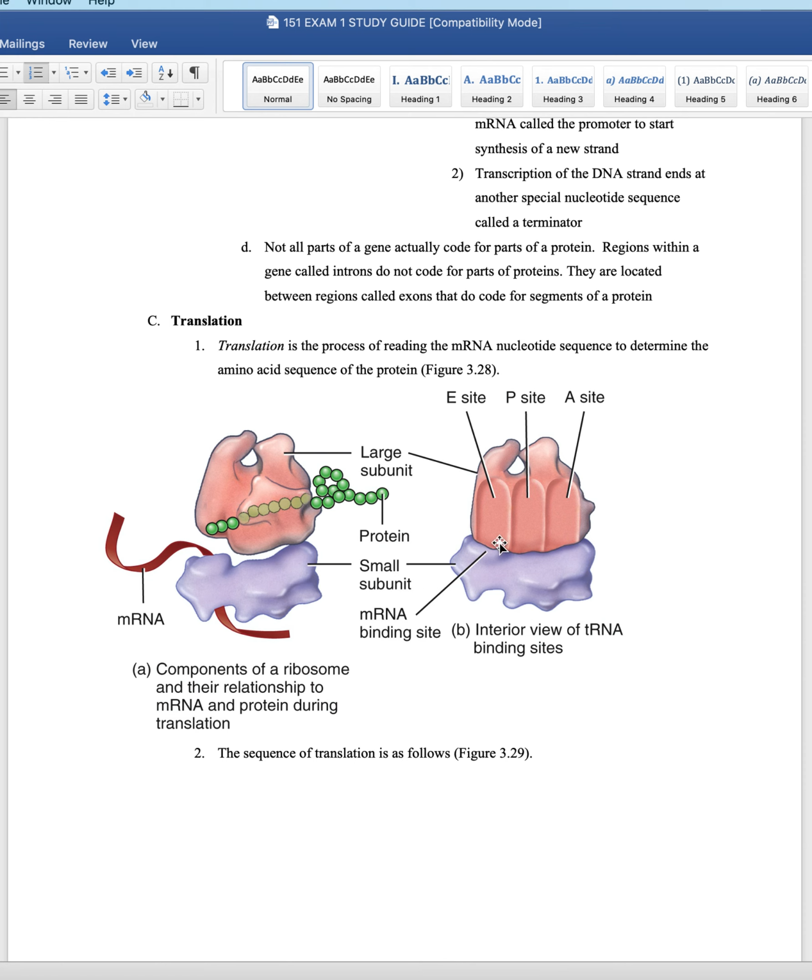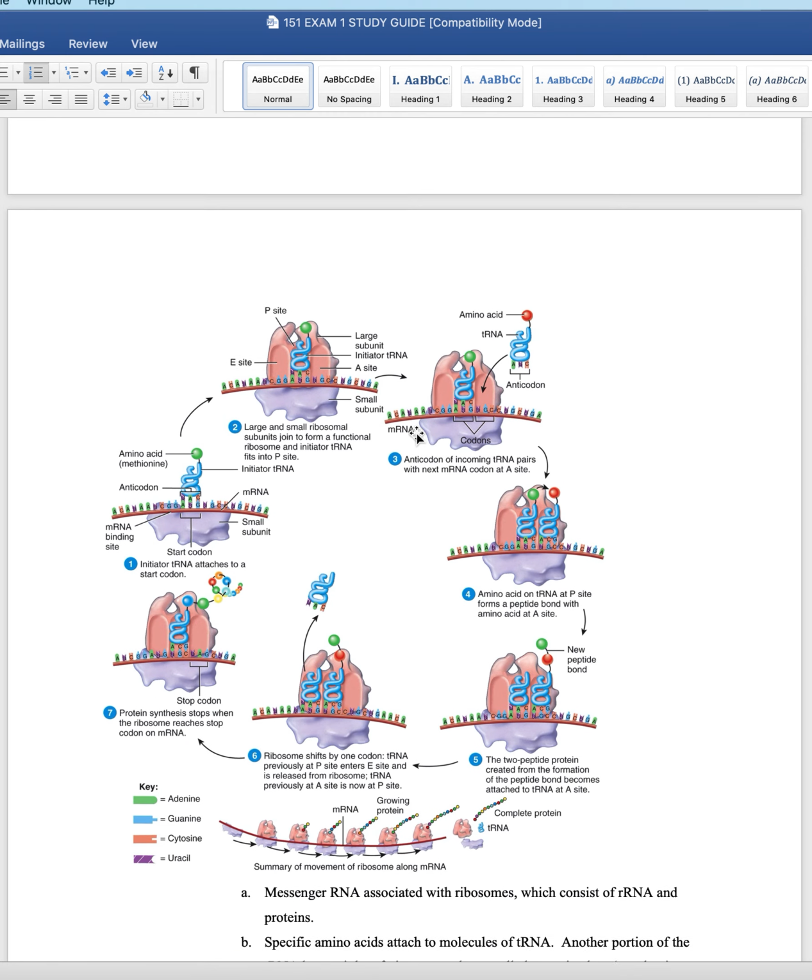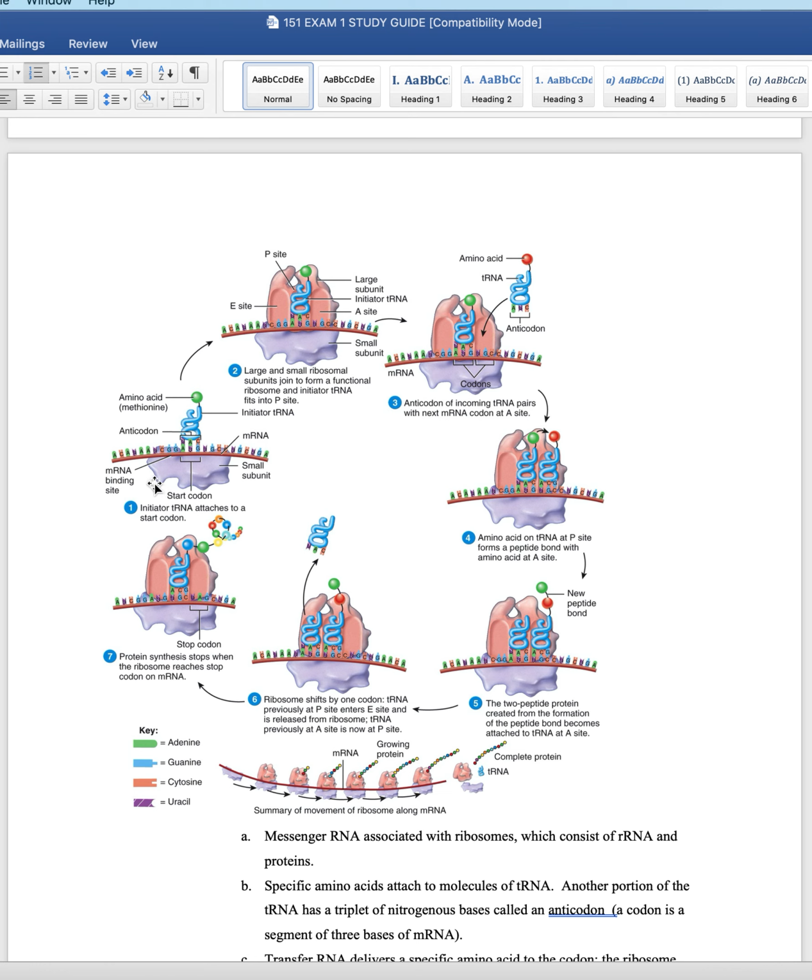Inside the large subunit, we have three regions: the access site, the peptide bond site, or the P site, and the exit site. Access is where we're going to be bringing in our new tRNA molecule, and exit is where our old tRNA molecule is going to be leaving. All right, so let's start here with one. First, we have the small subunit and the mRNA. Then it's going to stay open until a tRNA molecule.